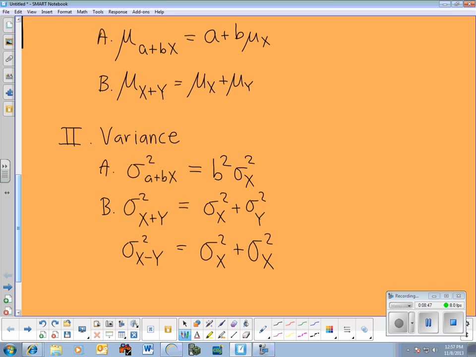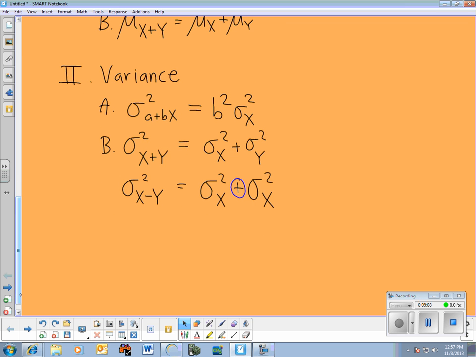Okay, this might look like a typo, and I am prone to typos, but plus, all right? If we subtract our 2 random variables, we are still going to increase our variance. We're going to add those 2 together, whether we combine them by adding or subtracting. That just tells us we're not going to get any less spread out if we combine 2 random variables. We are going to get more spread out, even if we are subtracting them. It doesn't matter if we're adding them or subtracting them.